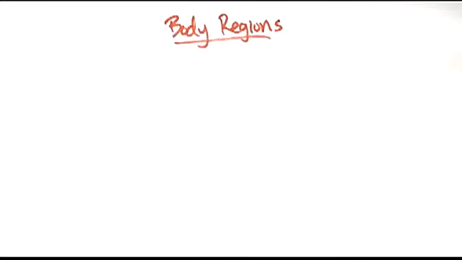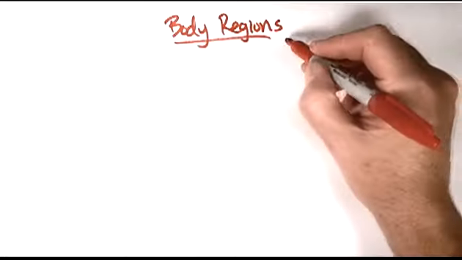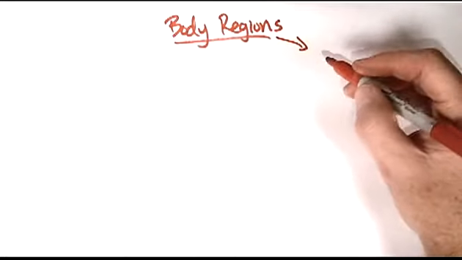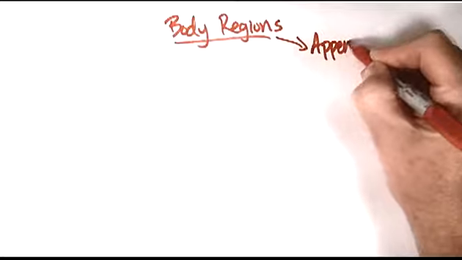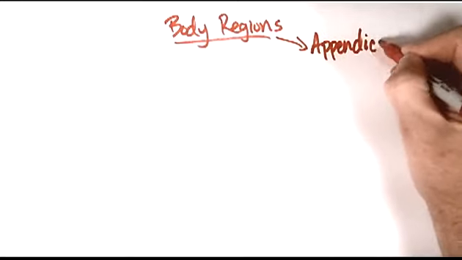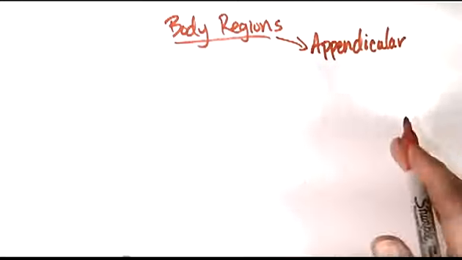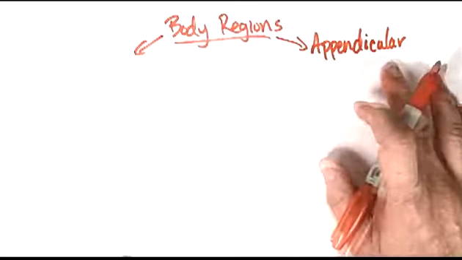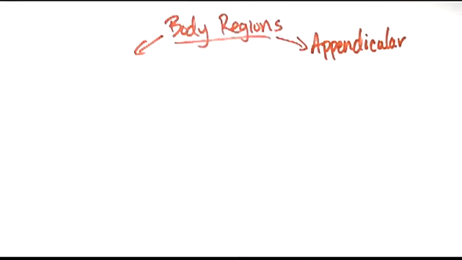Now, the body can be divided as far as regions go, and we're not talking about whether it's a cavity or not. We're talking about just looking at the human body. We can divide that up into two broad regions, and those regions are the appendicular and the axial. Now, appendicular is going to be your appendages. This is going to be your arms and legs, your extremities.